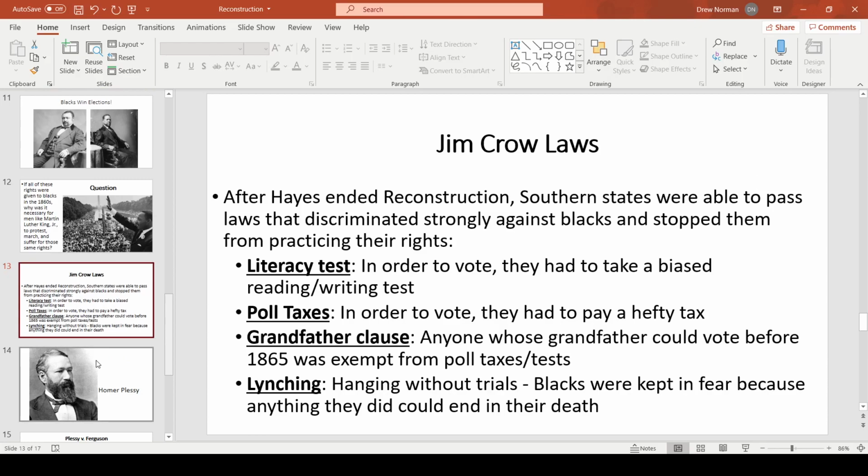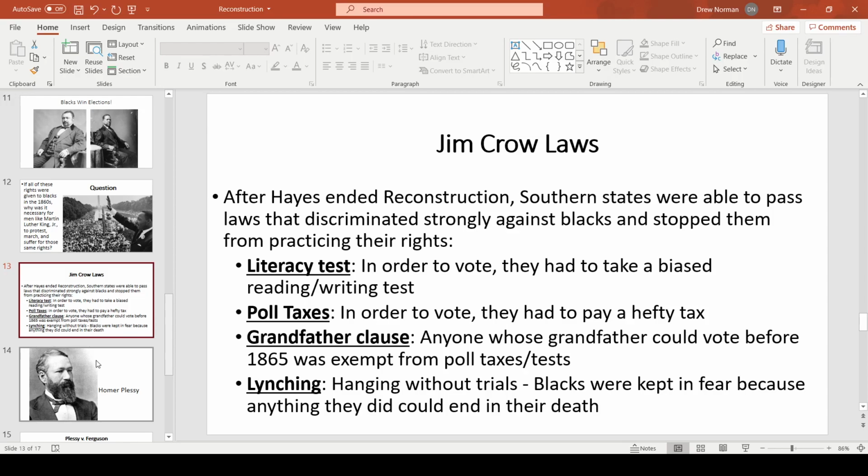In 1876, Southern states with a new president named Rutherford B. Hayes, he allows them to end Reconstruction. He pulls the military out, and Southern states begin passing laws that will later become known as Jim Crow laws. These Jim Crow laws included many acts that stopped them from being able to practice their rights, including literacy tests. If an African American wanted to vote, they had to take a biased reading or writing test.